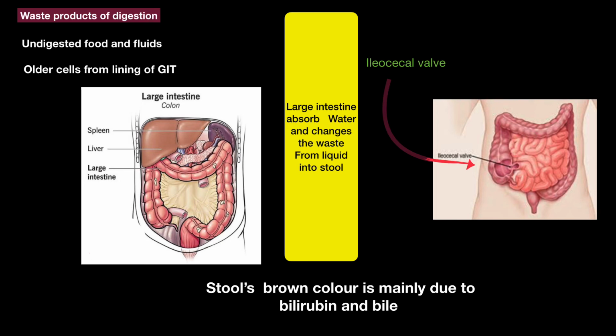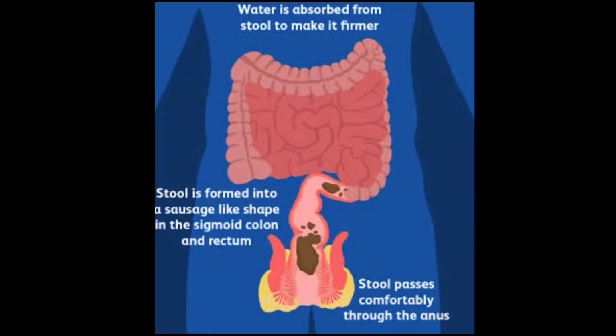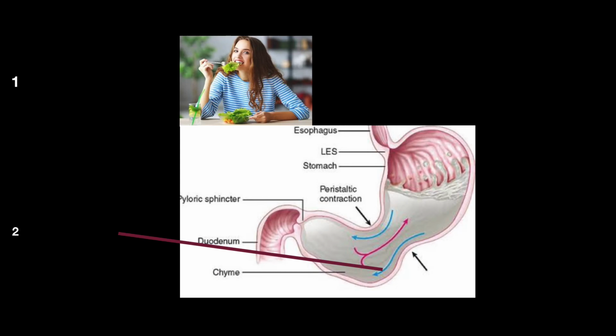The brown color of stool is mainly due to bilirubin and bile, where bile is from the liver and bilirubin is produced as a result of breakdown of hemoglobin and destruction of RBCs. The stool is formed into a sausage-like shape in the sigmoid colon and rectum. The lower end of large intestine stores stool until it pushes stool out of anus during a bowel movement. Meanwhile, we have completed digestive processes.